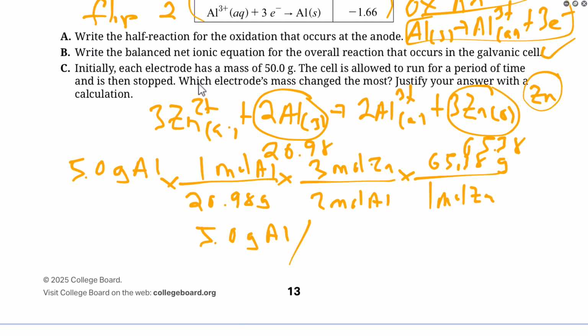So if I calculate this, 5 divided by 26.98 times 3 divided by 2 times 65.38, I get 18 grams of zinc. So I think that proves it with the calculation. If you have another way of doing it, let me know, I'm curious. But for every 5 grams of aluminum that react, 18 grams of zinc is produced. So I think that tells me that zinc changes more.